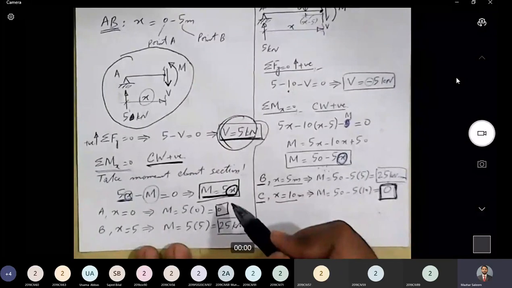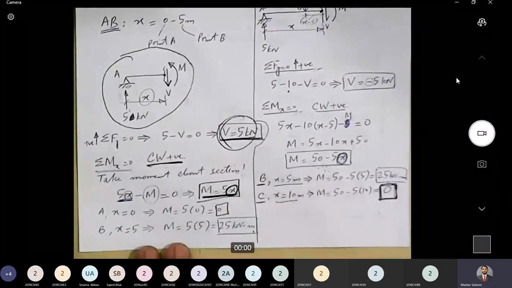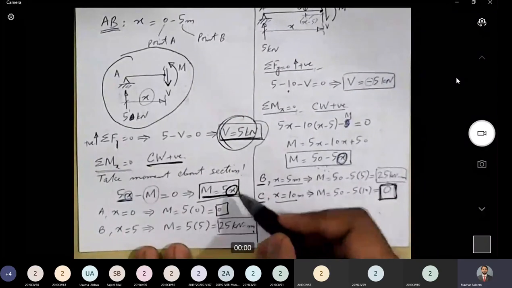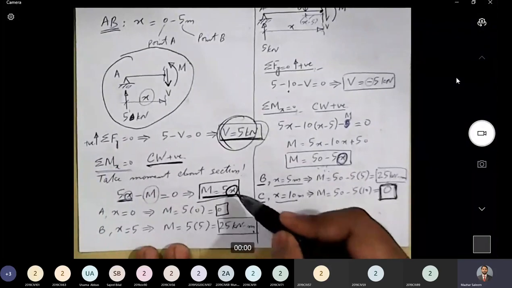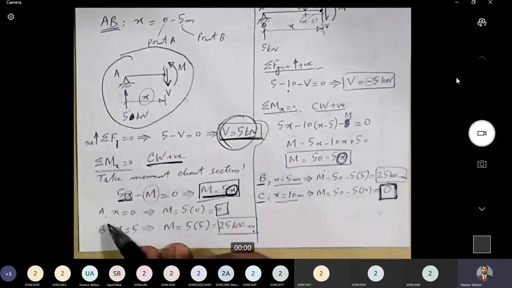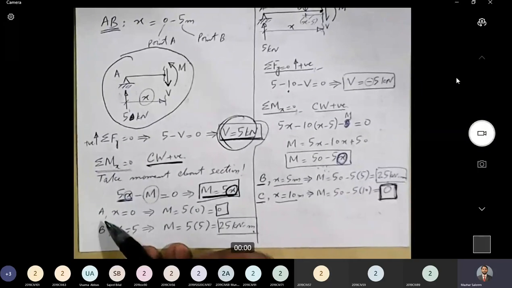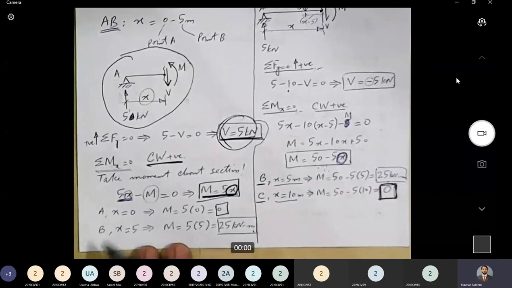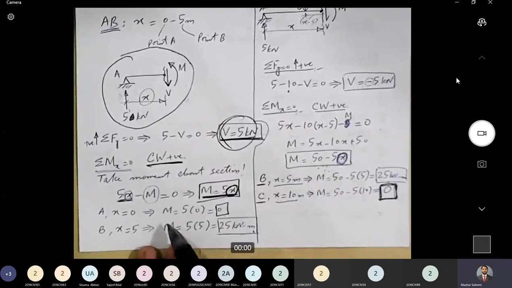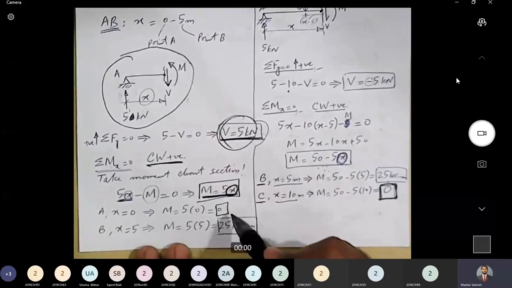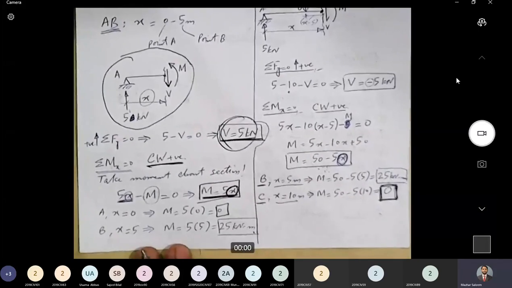This time in the expression for moment, we have got the variable x, which means that as x is changing, the moment is also changing along the length. So let's put x equal to 0 and x equal to 5 for the two extreme ends of this portion. At point A, x is 0. At point B, x is 5. So in this equation, we put the value of x, and for point A, we get moment equal to 0. And for point B, we get moment equal to 25 kilonewton meter.